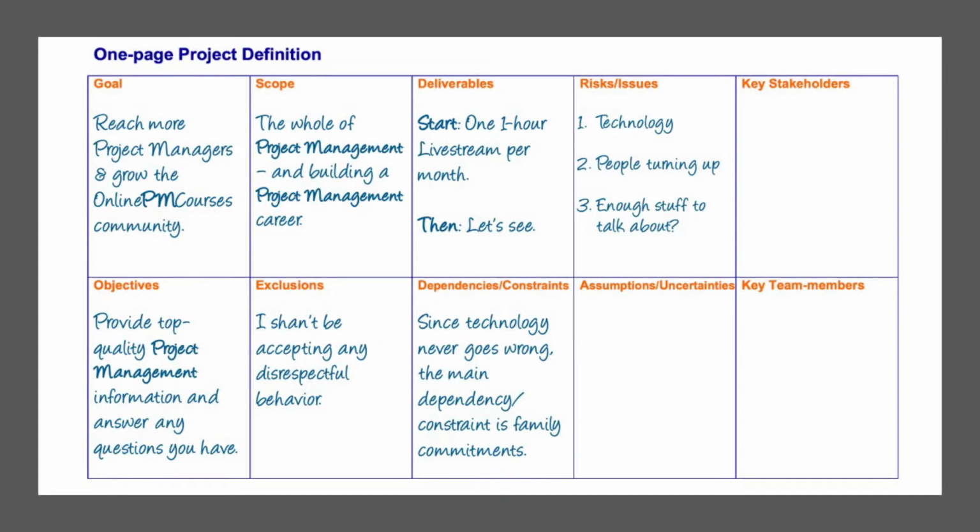And the third risk that I've identified is that there might not be enough stuff to talk about. Now, there's two ways of looking at that. One is, can I come up with an engaging topic every time I decide to do a live stream, every time I commit to do a live stream? I think the answer to that has to be yes. The other aspect is, are we going to get a stream of interesting questions from the community? And again, that one's in your hands, not in my hands.